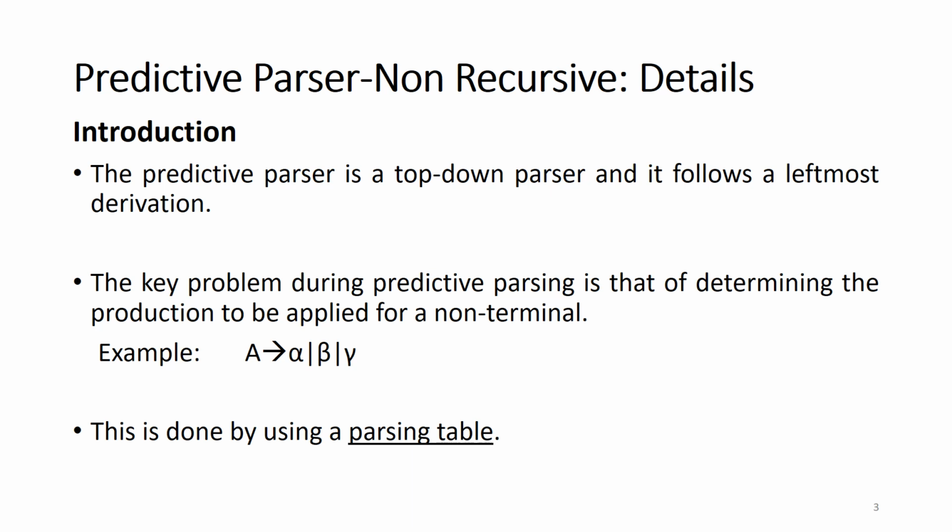Let us assume we have the following productions: A to alpha, beta or gamma. When we want to substitute one of the productions for the non-terminal A, we have the problem of determining whether to substitute A by alpha, beta or gamma. This problem of not being able to determine the appropriate production is solved with the help of the parsing table in predictive parsing.